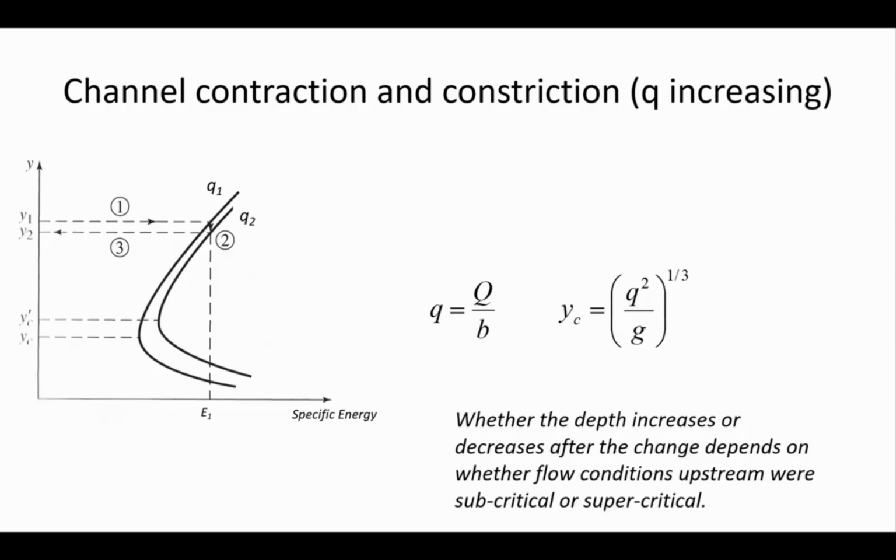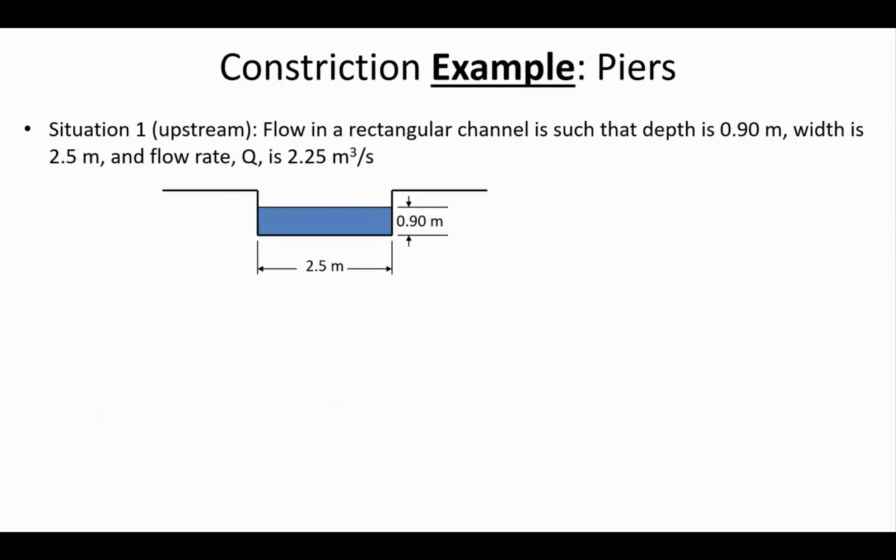So it depends on the initial conditions upstream. So we're just going to, in the available time that's remaining, work through an example that's similar to what we did last time. Like in Wednesday's class, we said that the channel's physical width decreased. That's one way that we can have a constriction. Another is if these piers go into the channel.